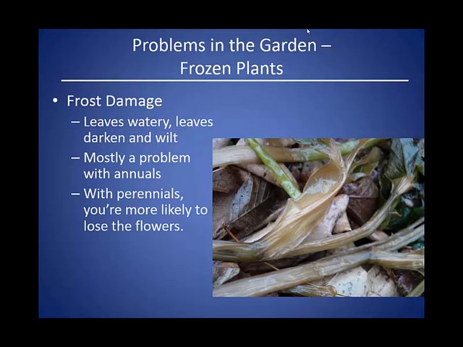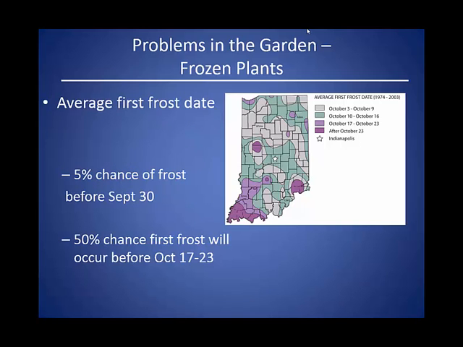And this is what frost damage looks like. The leaves are watery, wilting, usually a problem with annuals. Perennials in general aren't impacted by frost. Sometimes you will lose flower buds, or if they're early spring flowerers, they might just lose the actual flower, which will turn brown and watery like that.